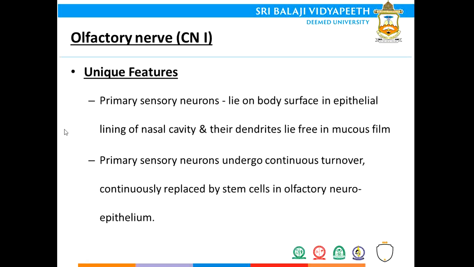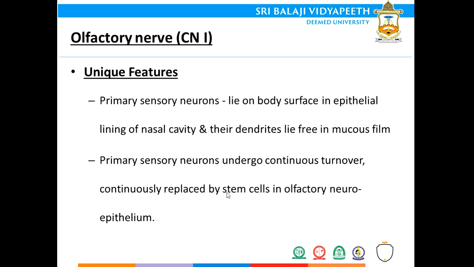So what is the unique feature of the olfactory nerve? The primary sensory neurons lie on the body surface in the epithelial lining of the nasal cavity, and their dendrites lie free in a mucus film, and the primary sensory neurons undergo continuous turnover.